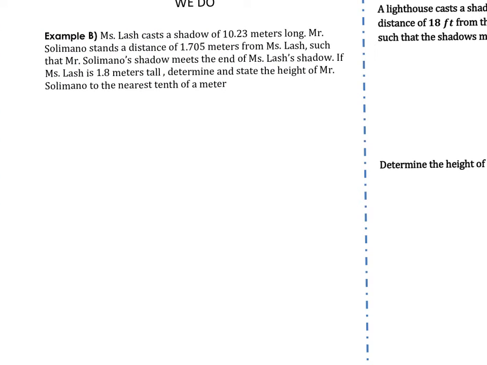All right, so let's look at this first example. And just a little background information that you need to know. We're going to talk about two people, Miss Lash and Mr. Salamano. If you've never met them before, Miss Lash is taller than Mr. Salamano. So it's just an important thing to know. All right, so Miss Lash casts a shadow of 10.23 meters long. So let's draw her. So Miss Lash, she's tall. Make that a little straighter. And her shadow is 10.23 meters long.